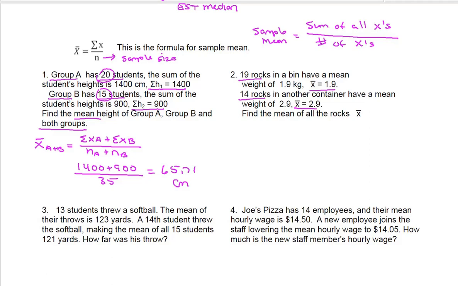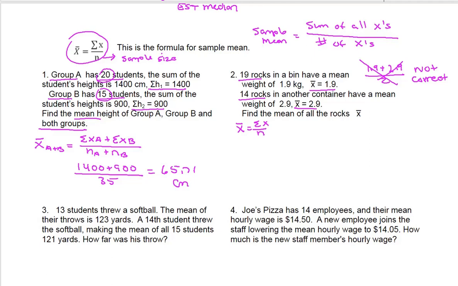Take a look at number 2. We have 19 rocks with a mean of 1.9. We got 14 rocks with a mean of 2.9. Now, they want the mean of all the rocks. So what I do is I'm not going to ever add the means and divide by 2. That's never going to work.